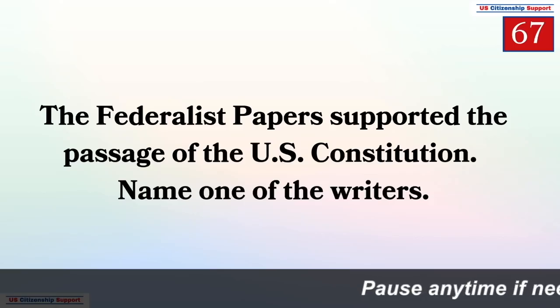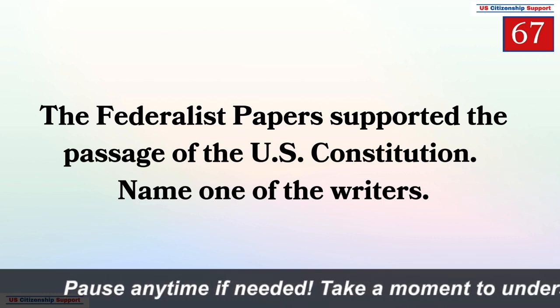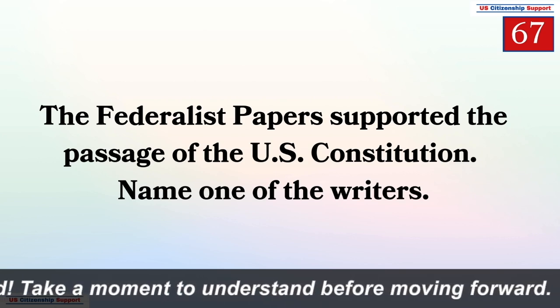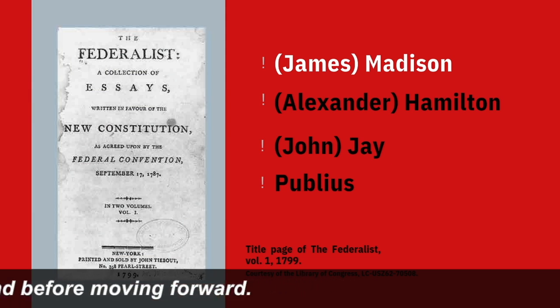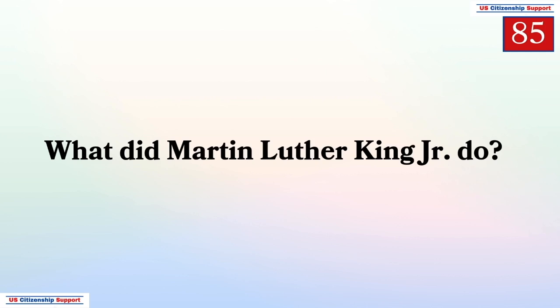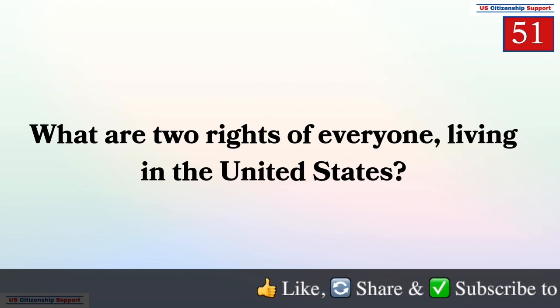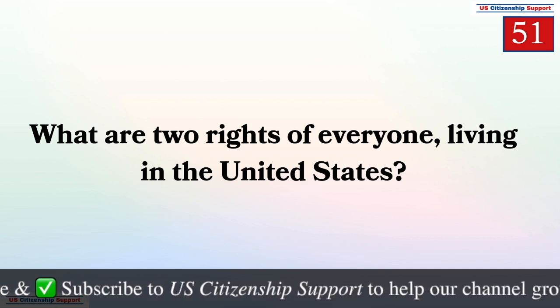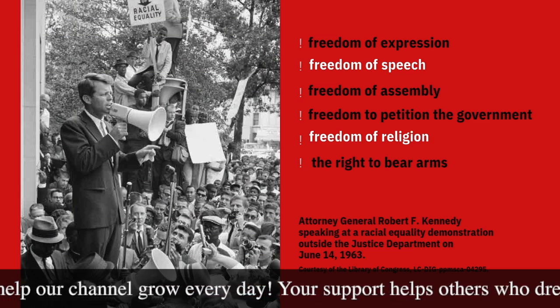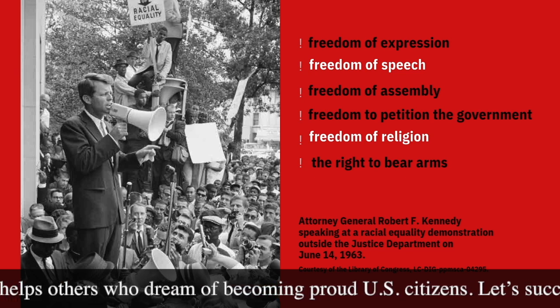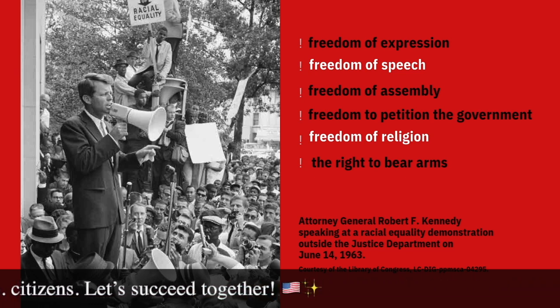The Federalist Papers supported the passage of the U.S. Constitution. Name one of the writers. James Madison. What did Martin Luther King Jr. do? Fought for civil rights. What are 2 rights of everyone living in the United States? Freedom of speech. Freedom of religion.